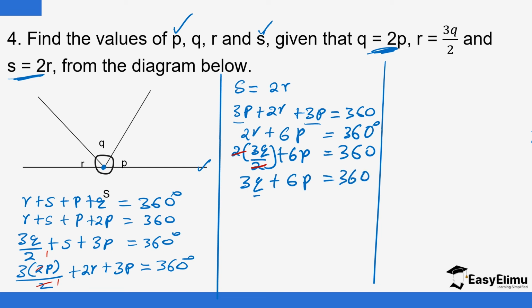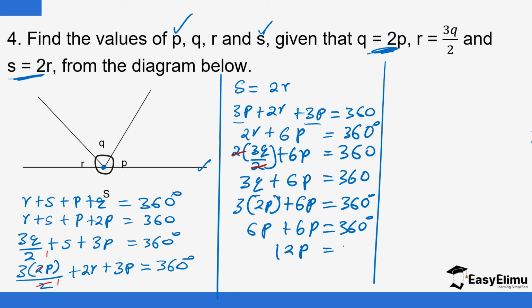But Q, we have it here, 2P. So we have 3 into 2P plus 6P is equal to 360. So this is 6P, 3 by 2 is 6, plus 6P should be equal to 360 degrees. So this is 12P, 6P plus 6P, 360 degrees. So if you divide both sides by 12, you'll end up with 30 still. 36 divided by 12 is 3. So that's 30.